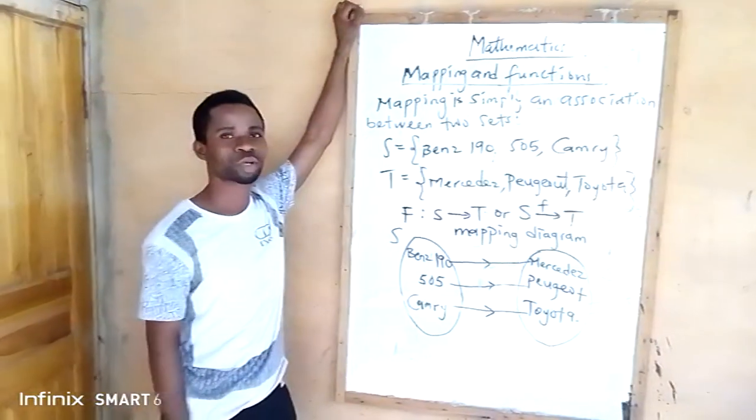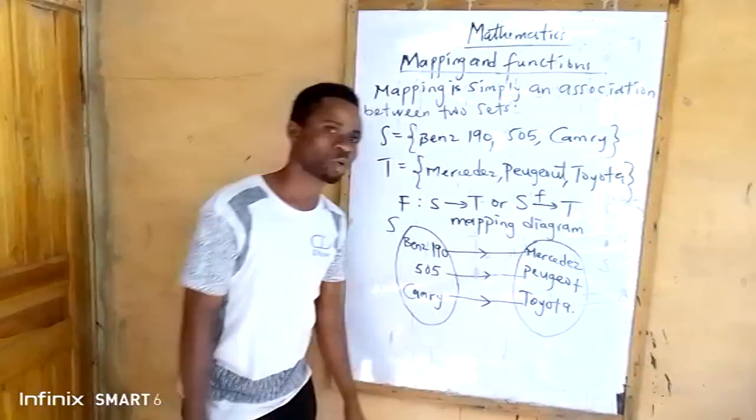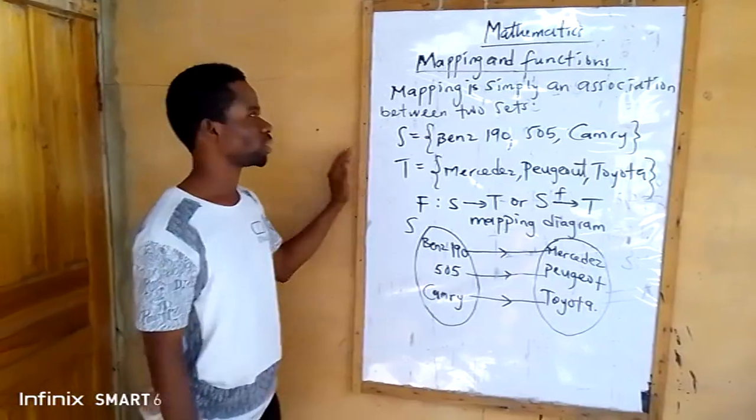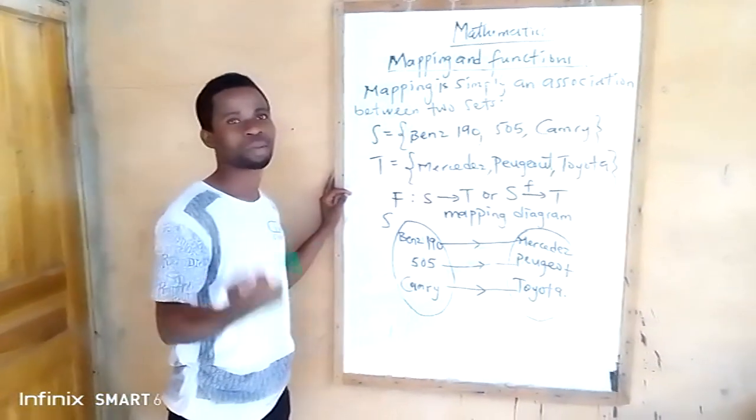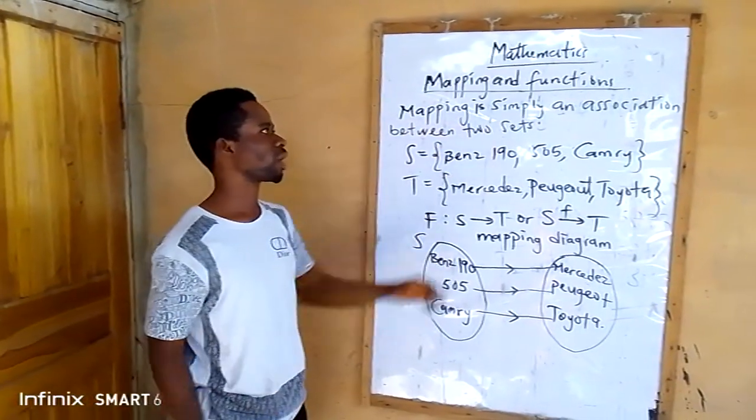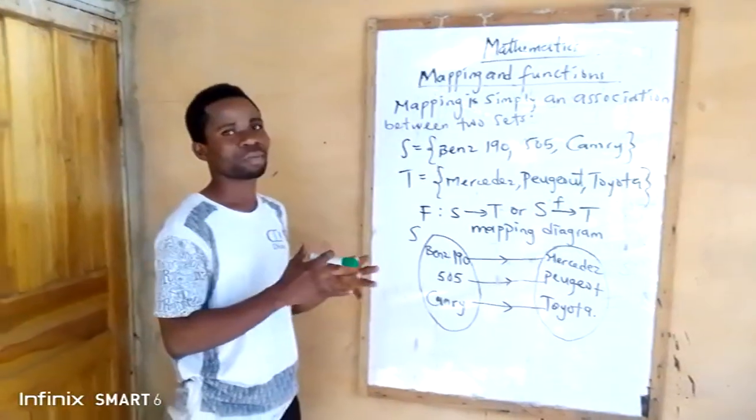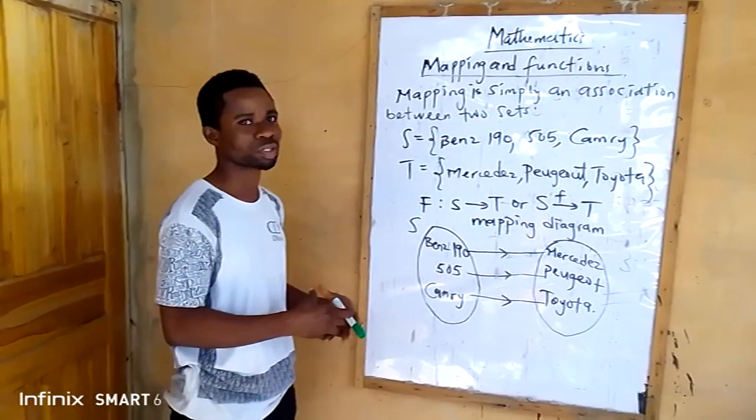Now today we are going to talk about mapping and functions. Mapping and functions. Now, what is the meaning of mapping? What do we understand by mapping? Mapping is simply an association between two sets.